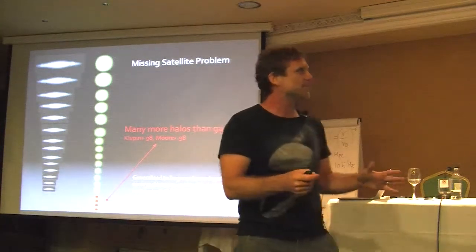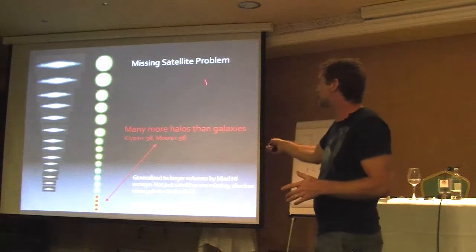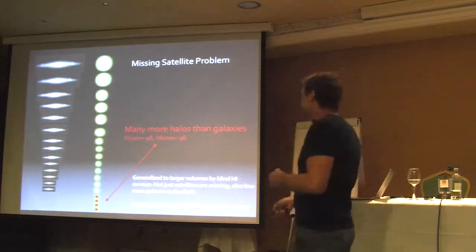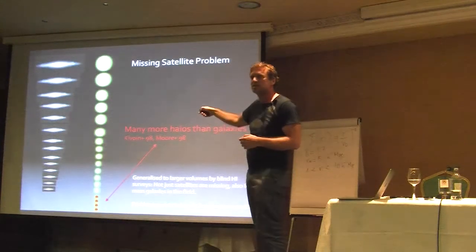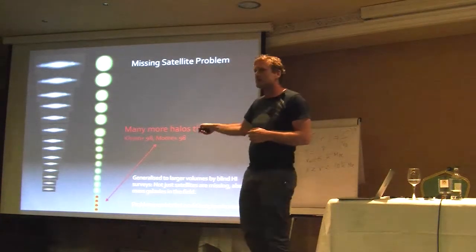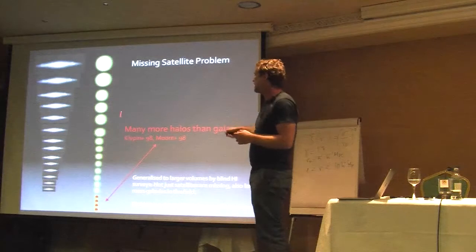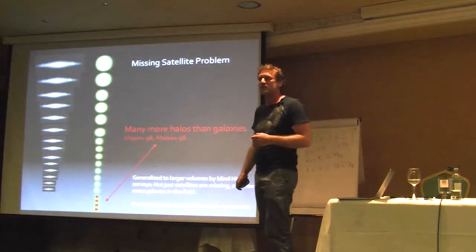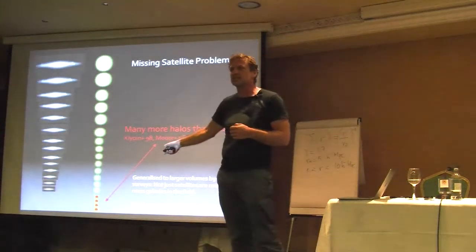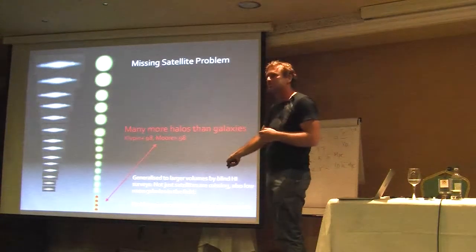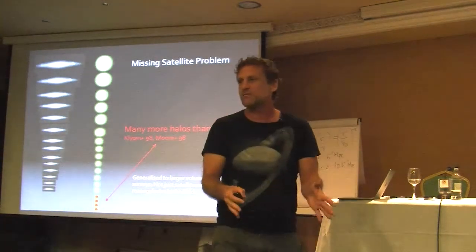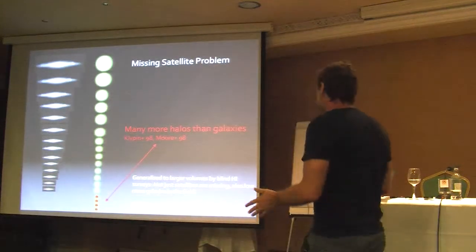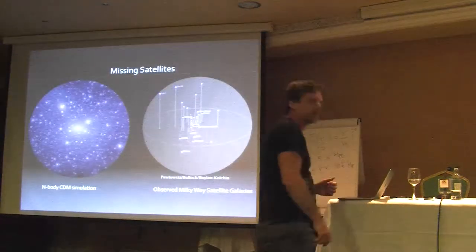So what I will talk about first is this missing satellite problem. It's very easy. Once we've done abundance matching, we just order the galaxies by their stellar mass. We order the halos by their halo mass. And what we find is we run out of galaxies, so that we've got all these halos with no galaxy associated with them. At the low mass end, we've got all these extra halos. And that's the missing satellite problem.